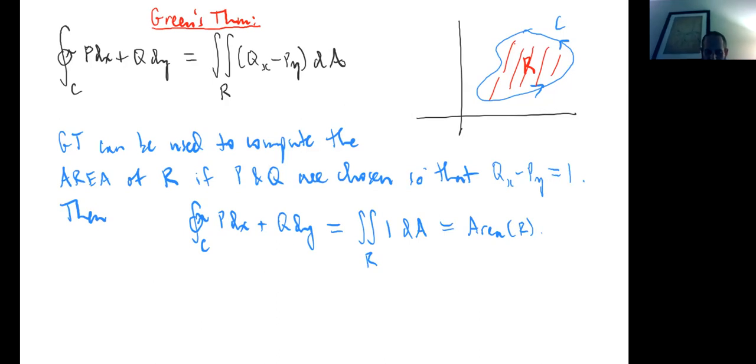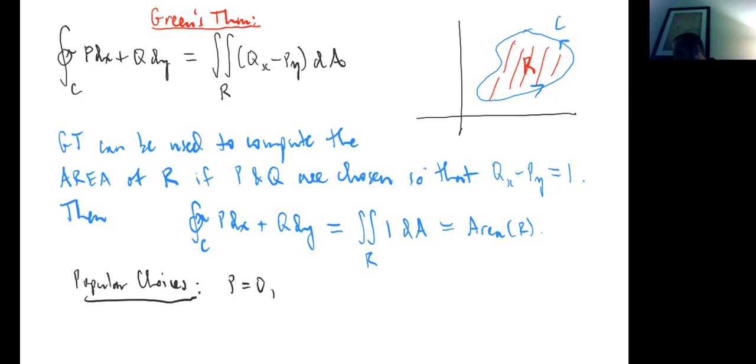So here are some popular choices for P and Q that will work. So for instance, let's see here. I had a few different ones written down. So like P equal to 0 and Q equal to X, that would work, right? Because then Q sub X would be 1 and P sub Y would be 0.